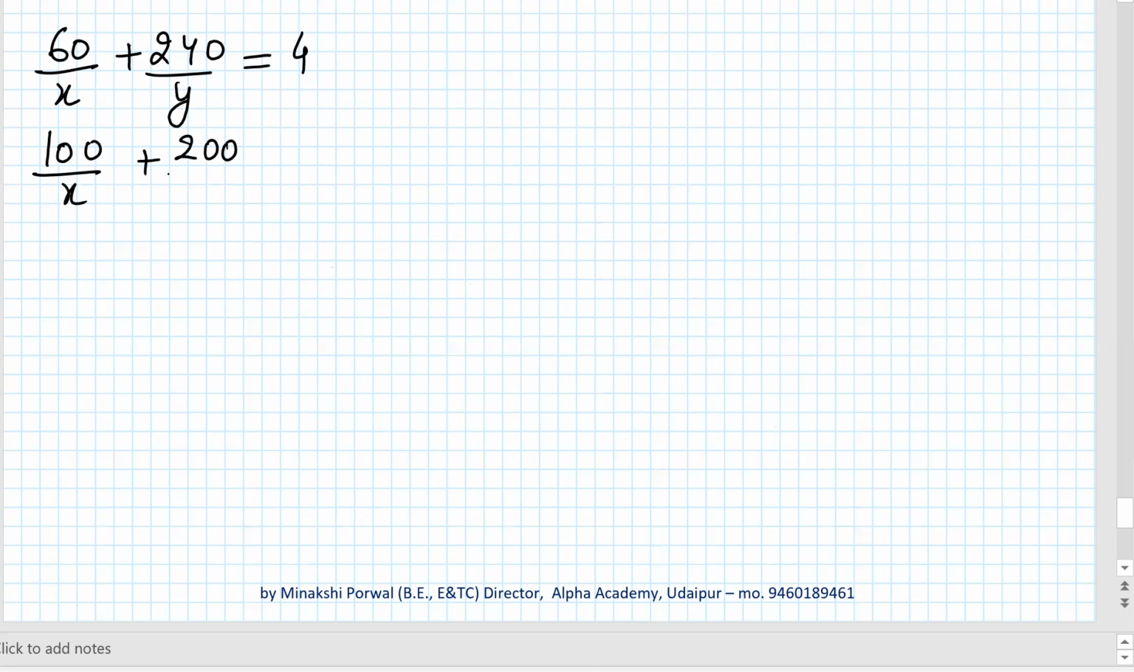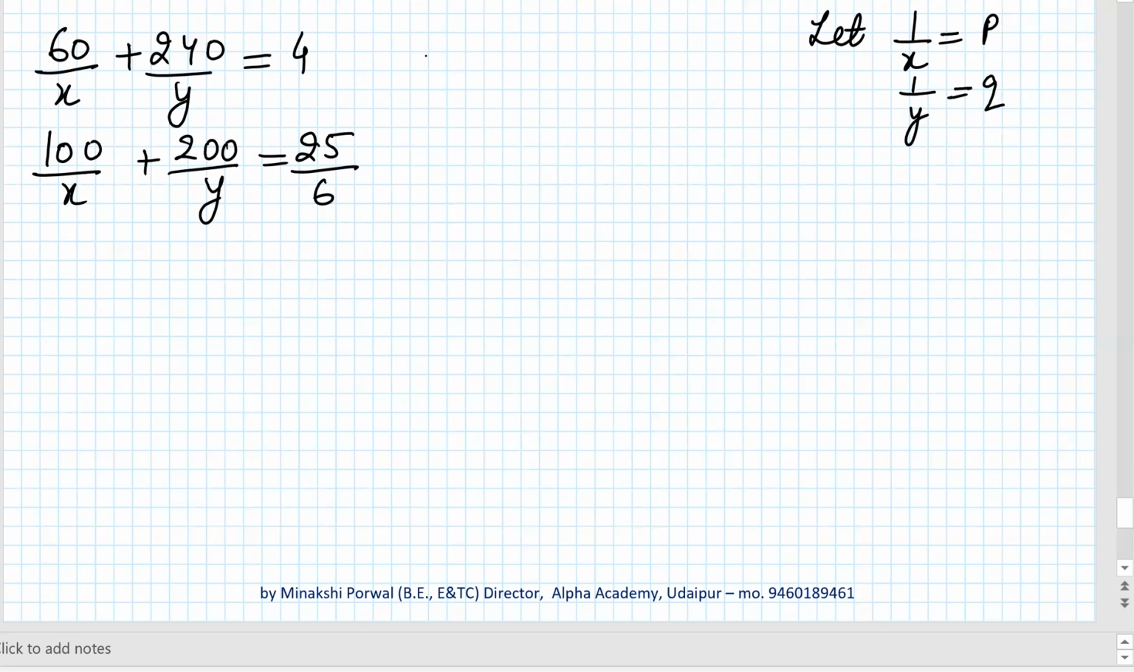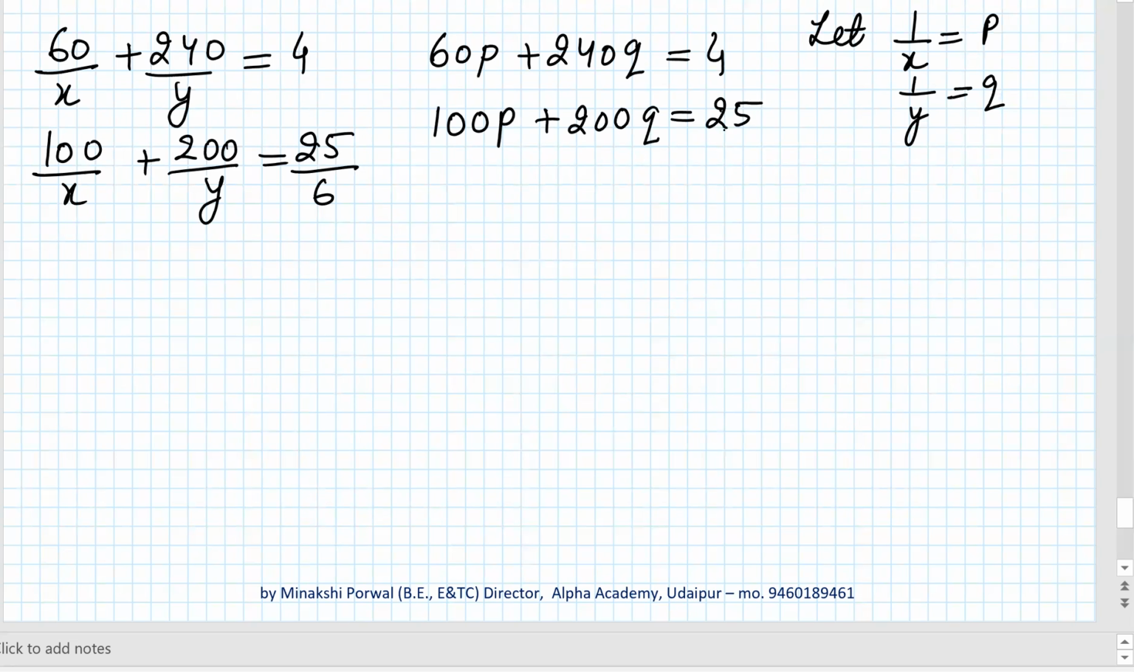I am rewriting these two equations on the next slide. 60 by x plus 240 by y equals 4. 100 by x plus 200 by y equals 25 upon 6. These two equations are not linear equations in two variables, but they can be reduced to linear equations. So let 1 upon x equal p, 1 upon y equal q. Now our equation becomes 60p plus 240q equals 4 and 100p plus 200q equals 25 upon 6.